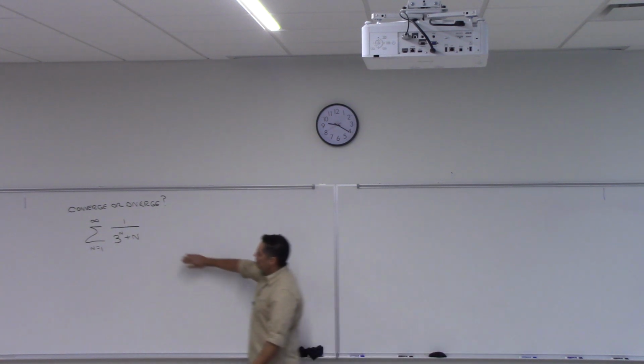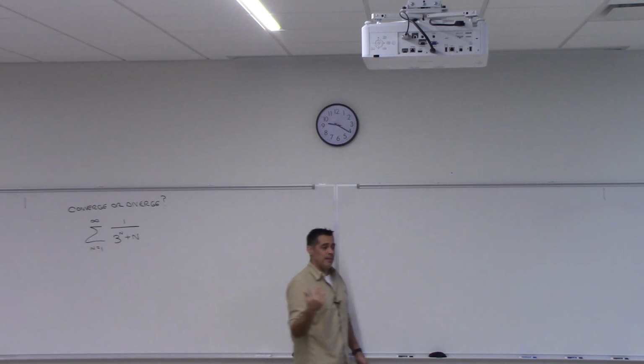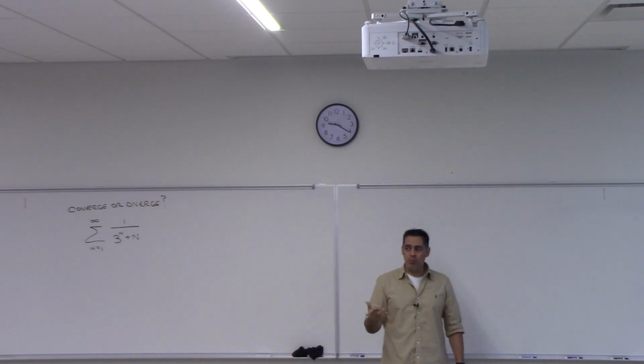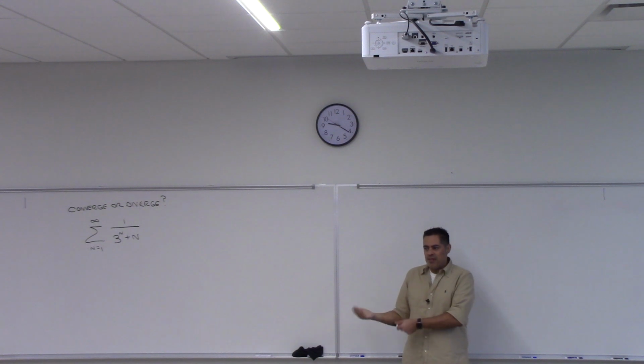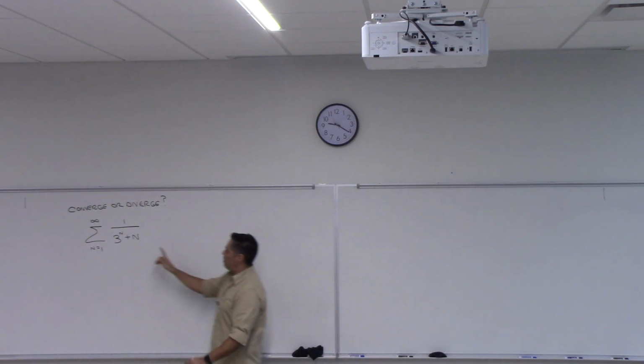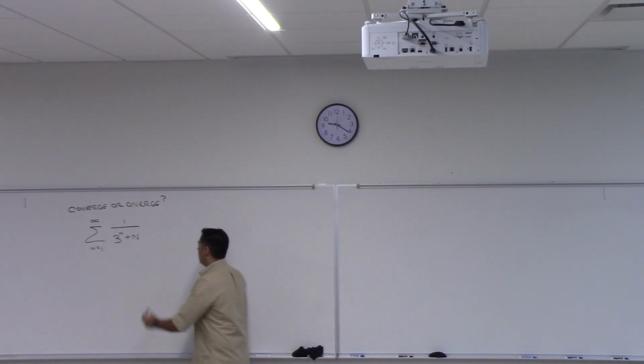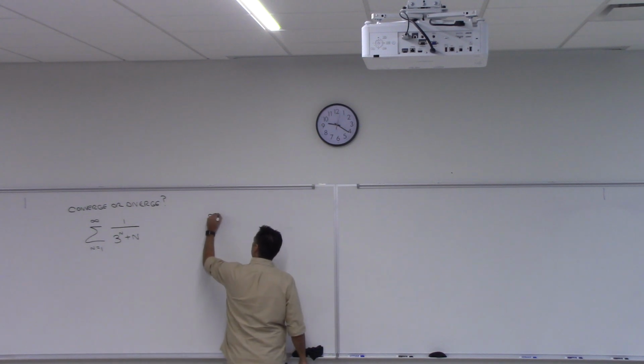Like I said earlier, this really does look geometric, doesn't it? So if I'm going to compare this to something, the geometric series would be the thing that seems reasonable to compare it to. I should also point out, these are always positive, right? If I'm going to use a comparison test, these are always positive. So here I go. I'm going to do a comparison.